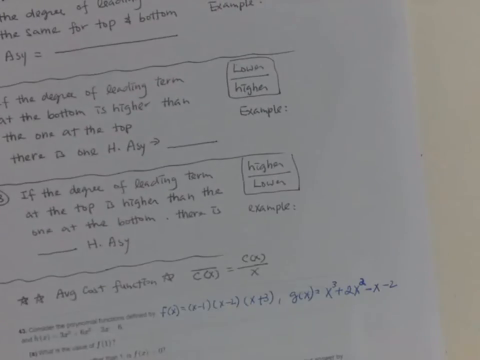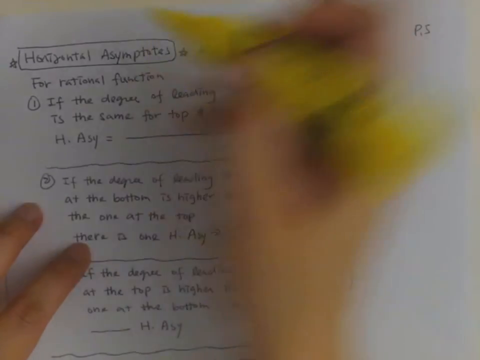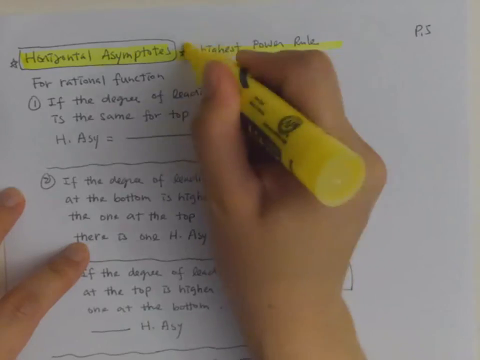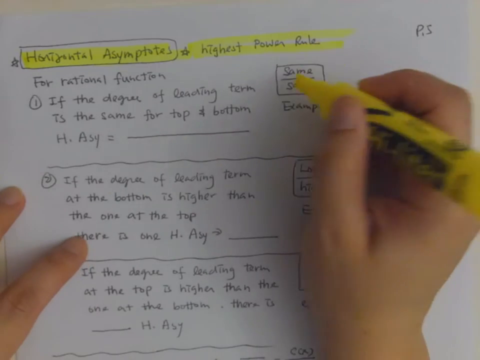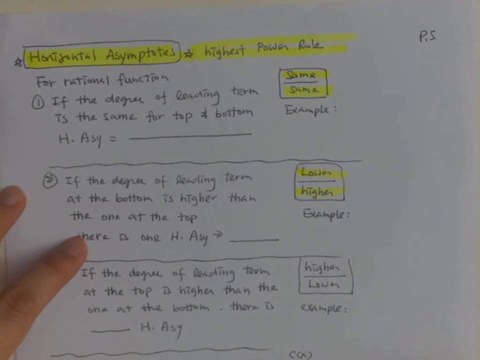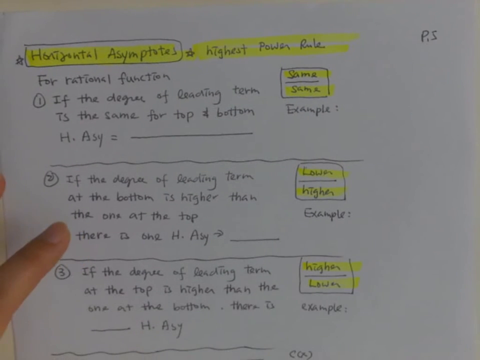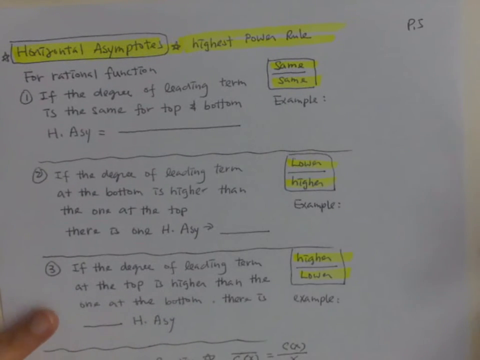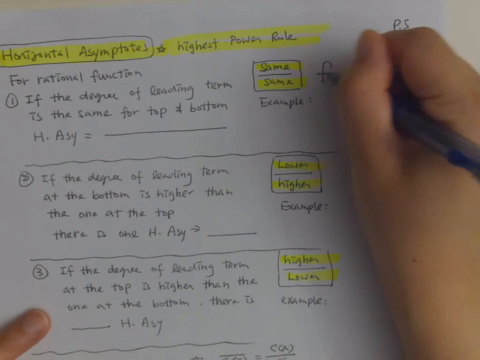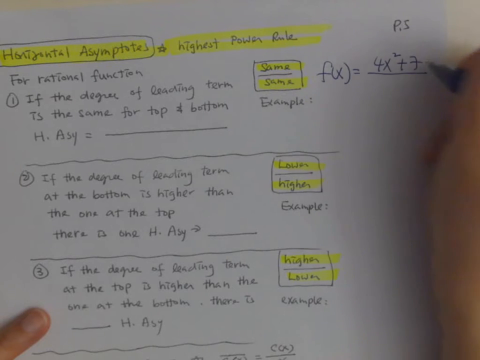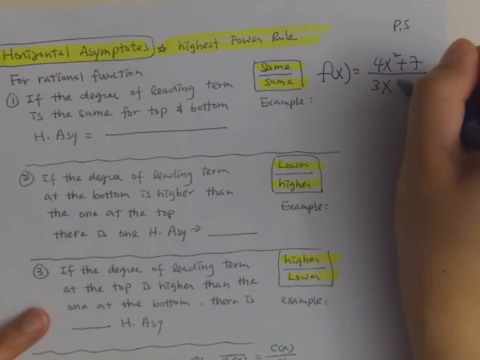Alright, so the next one is going to be about horizontal asymptote. For horizontal asymptote, we use just one rule. It's called the highest power rule. Sometimes you may have the top and the bottom with the same power, or the top has lower power than the bottom, or the top has higher power than the bottom. So how would the horizontal asymptote end up? Let me give you an example. Say I have f of x equal to (4x squared plus 7) over (3x squared plus 1).